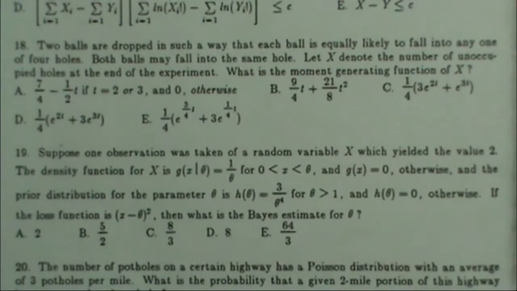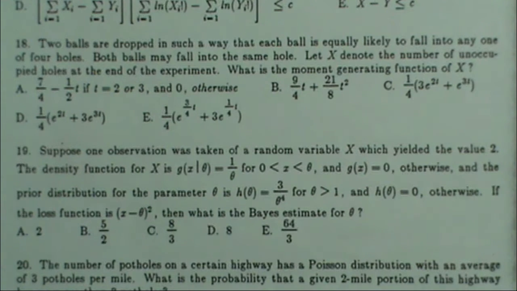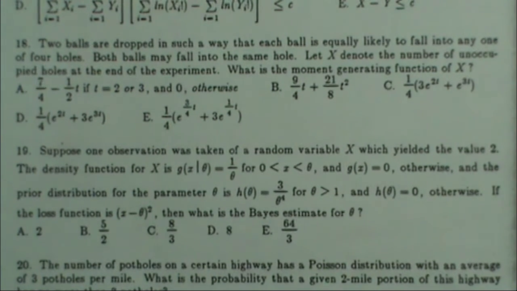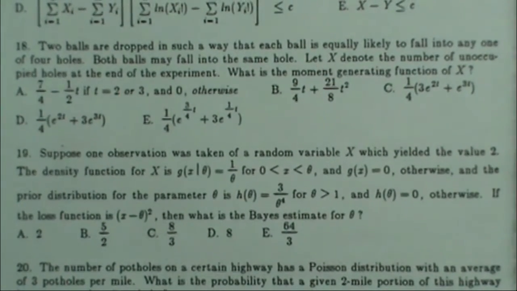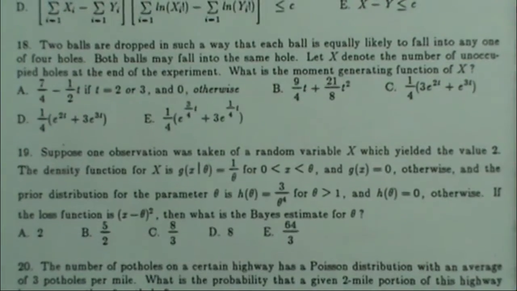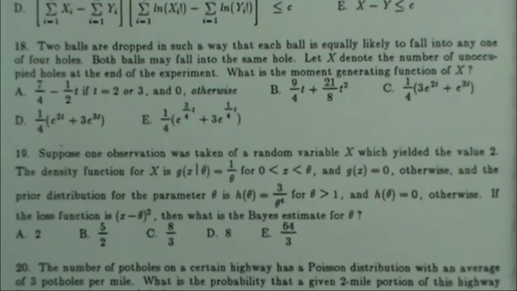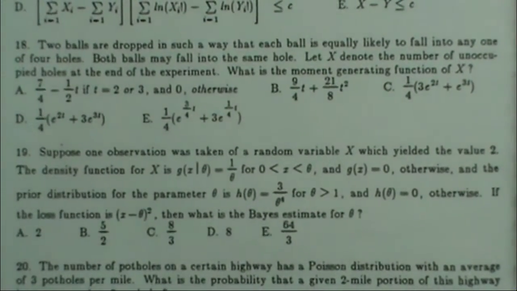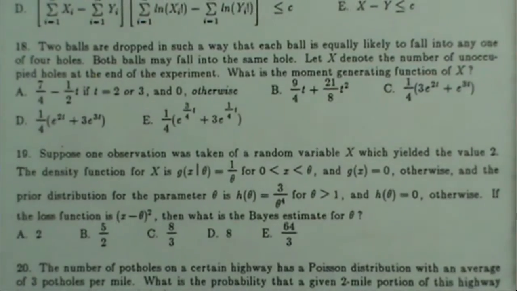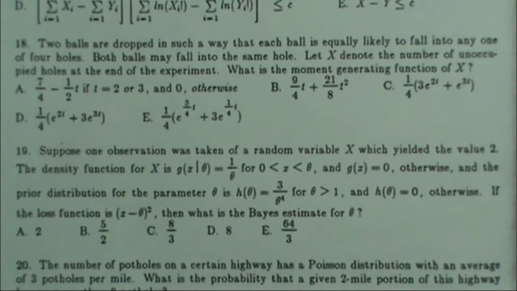Exam 5, problem number 19. Suppose one observation was taken at random from x, which yielded the value 2. The density for x is g of x given theta is 1 over theta, for x between 0 and theta, 0 otherwise. And the prior distribution for the parameter theta is h of theta, which is 3 over theta to the fourth, where theta is greater than 1 and 0 otherwise. If the loss function is (x minus theta) squared, then what is the Bayes estimate for theta?